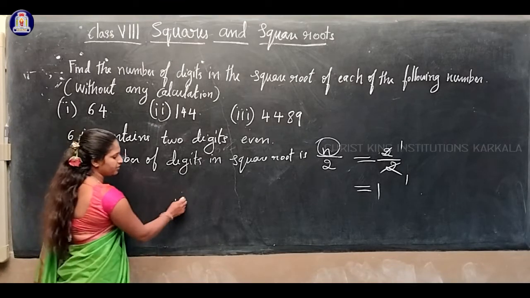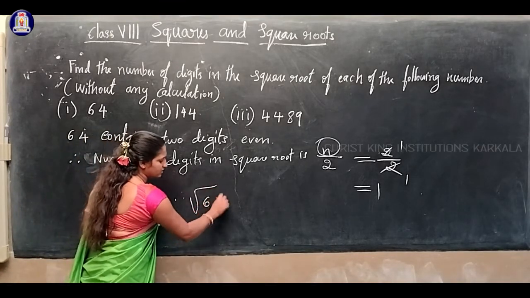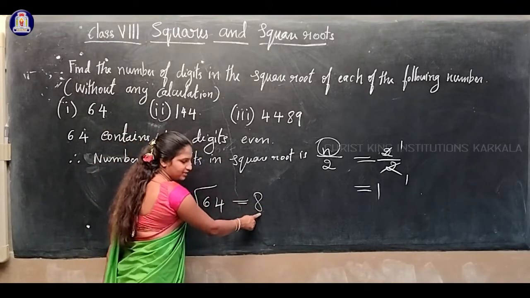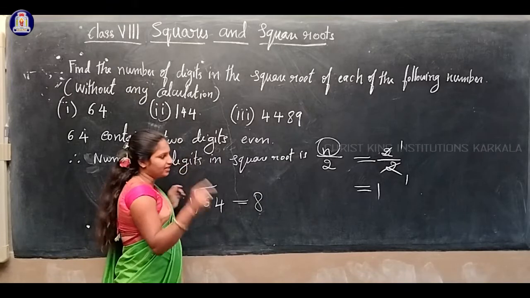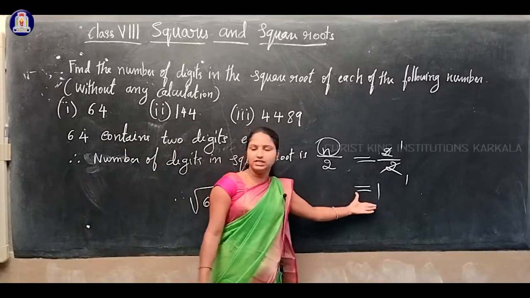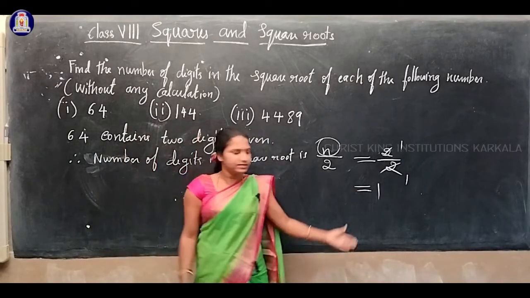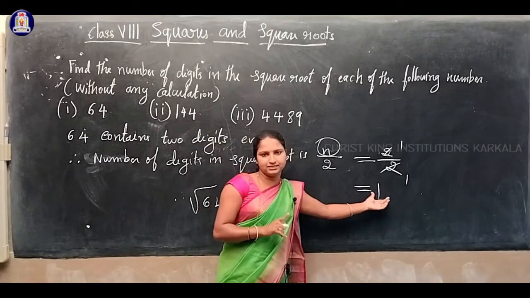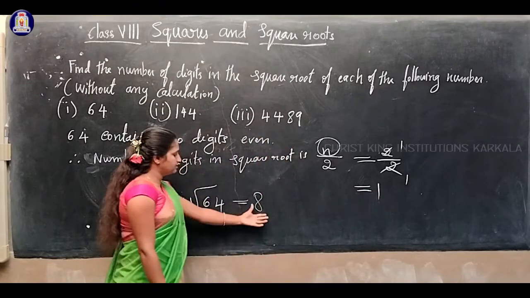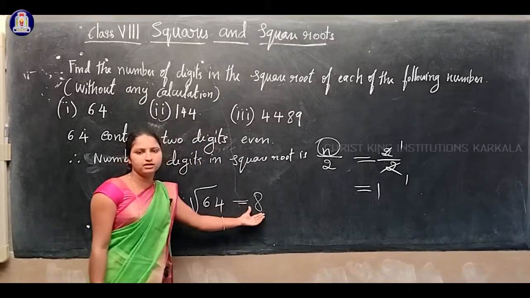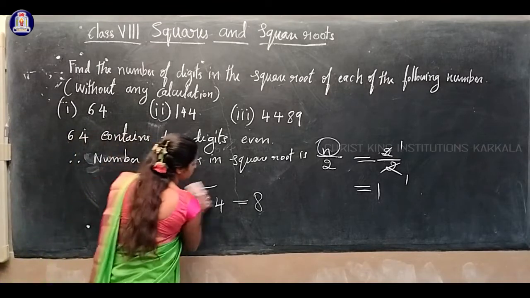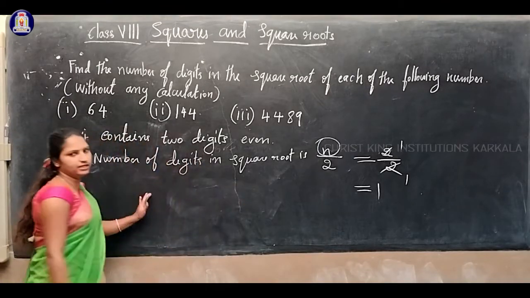That means you know the square root of 64 is 8. How many digits did we get? Only 1 digit, right? So that means the square root of a 2 digit number contains only a 1 digit answer. Clear? That is the answer. Here the square root of 64 is 8, that means 1 digit. Clear?